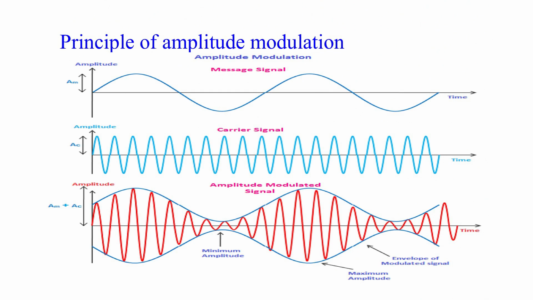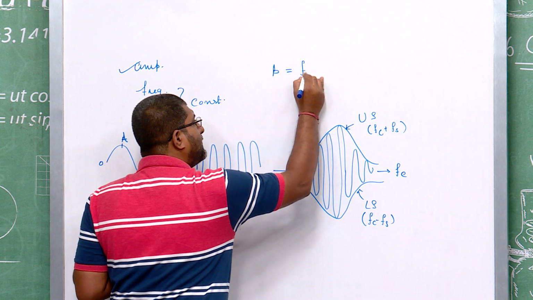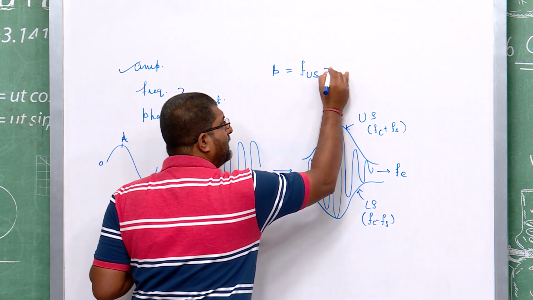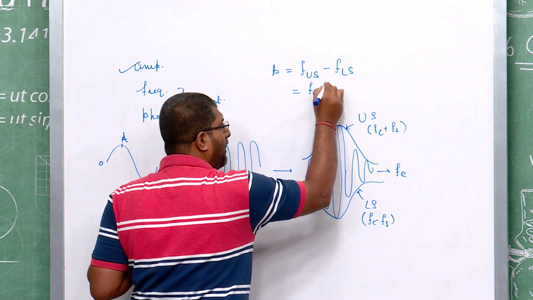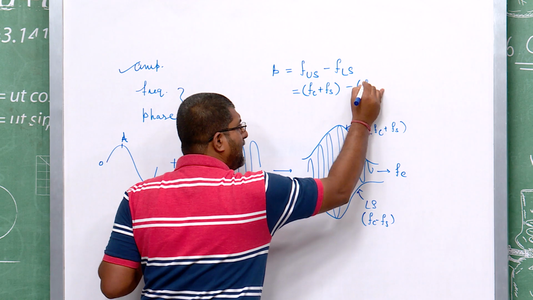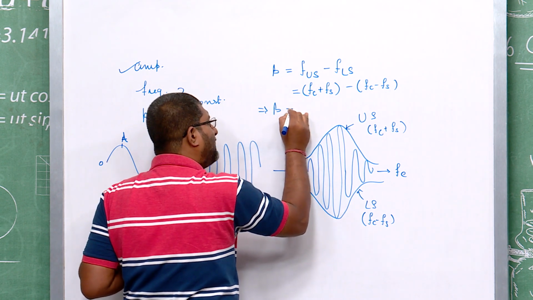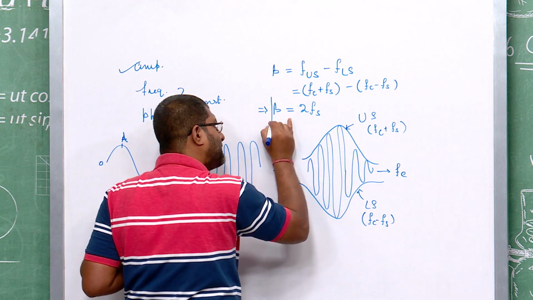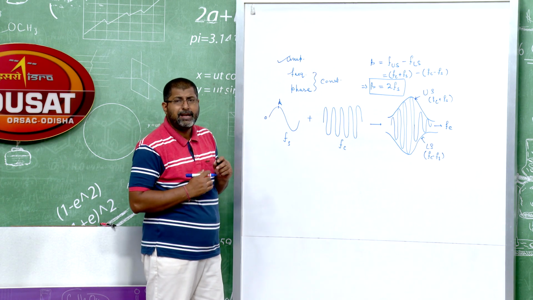So, the amplitude modulated wave consists of 3 frequency components: Fc, Fc plus Fs, and Fc minus Fs. Accordingly, we can say the bandwidth for transmission of this amplitude modulated wave is the frequency of the upper sideband minus the frequency of the lower sideband, and that equals Fc plus Fs minus Fc minus Fs, which implies your bandwidth of transmission is 2Fs. So, the bandwidth of transmission comes out to be 2Fs.